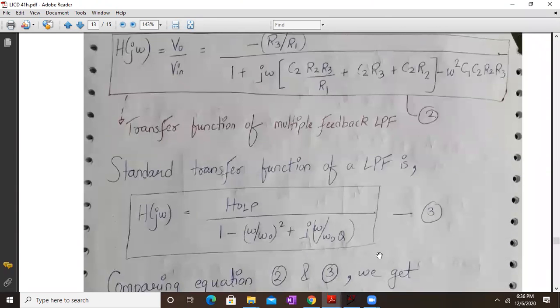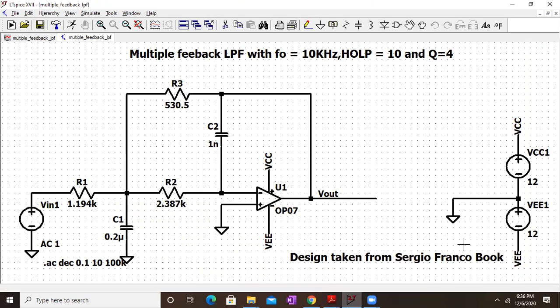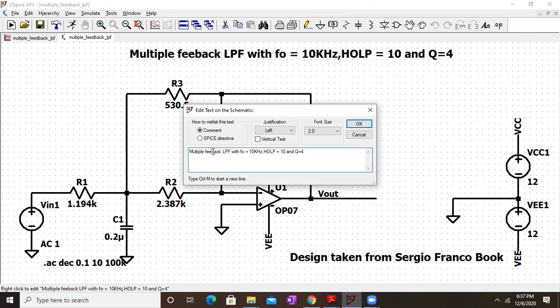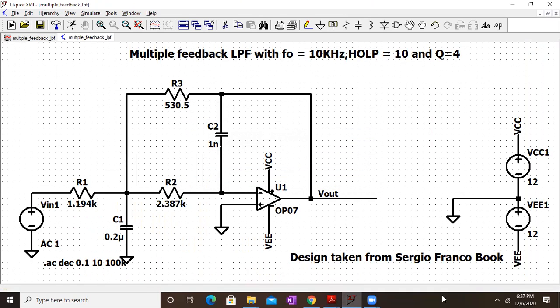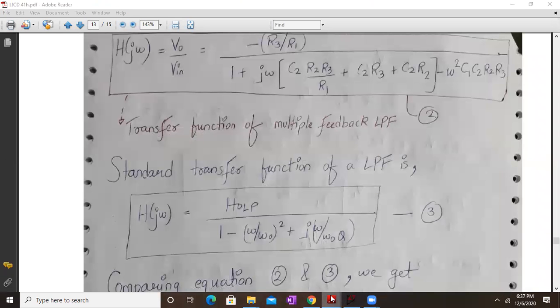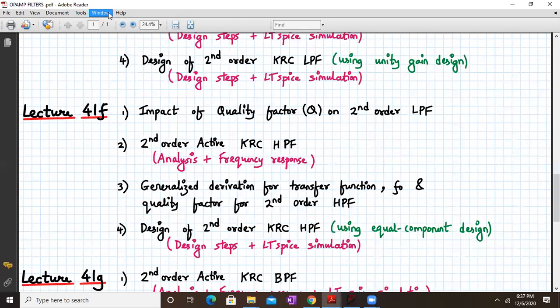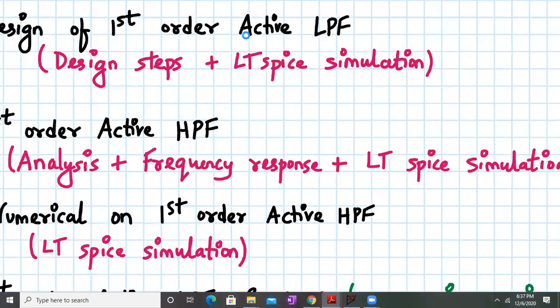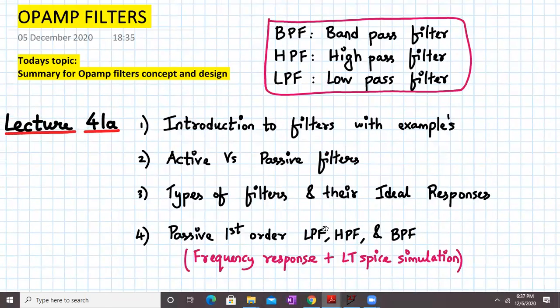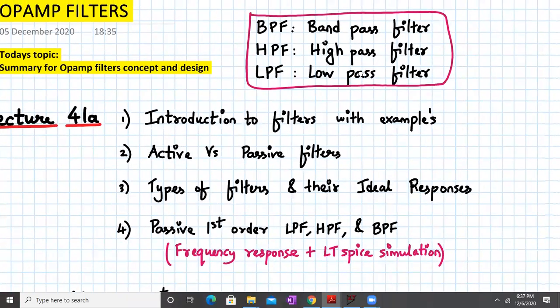So that's it then. I think we have completed this entire topic of opamp filters, that is module number 3. So we started with the simple concept of passive filters, a long journey. Let me go to the filter topics again, in full screen mode. There were a total of 8 lectures in this module number 3, that is opamp filters.